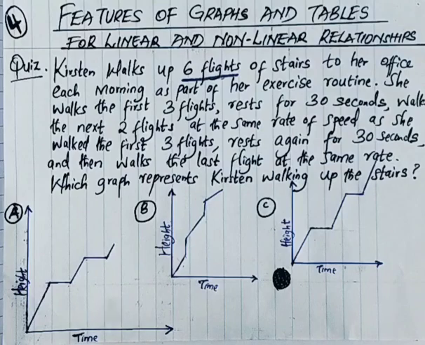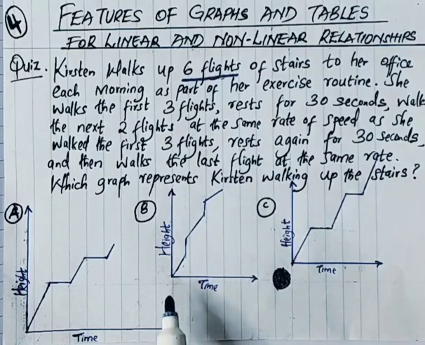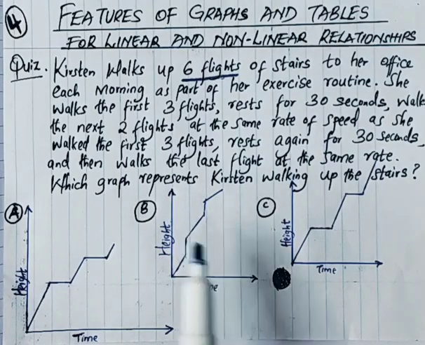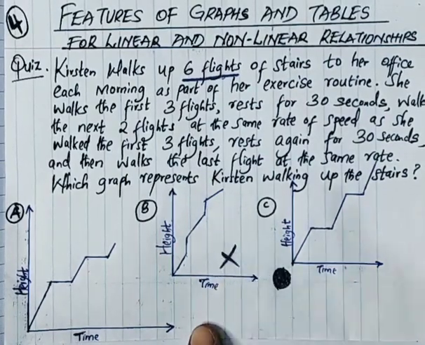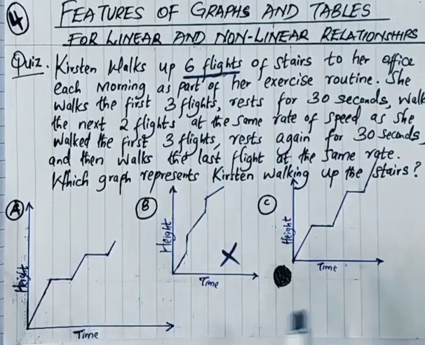For example, look at B. B does not have exactly resting. You look at that graph, she walks, and then this one looks like she's walking very steeply. This part that is supposed to be resting again now. So we can eliminate B from the choices. And then we remain with A and C.